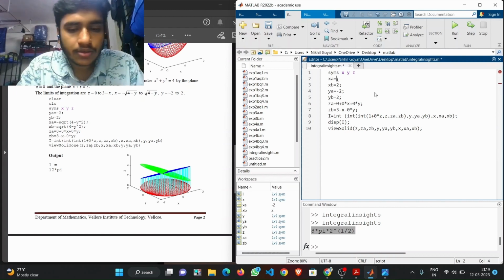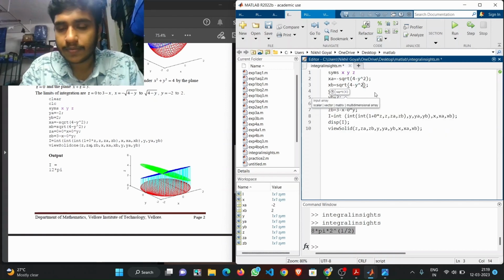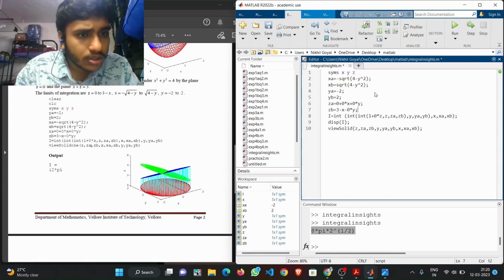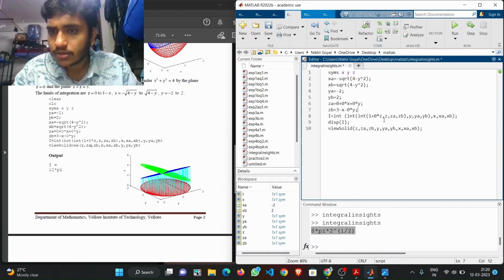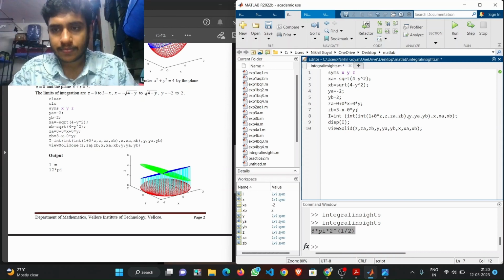xa is minus sqrt of 4 minus y square, and xb will be the same, sqrt of 4 minus y square. The x limits are different for z, so we need to change it, something like 1 plus 0 into z. Here it's the same and doesn't actually affect anything. y limits are constant, so we need to put this outside.